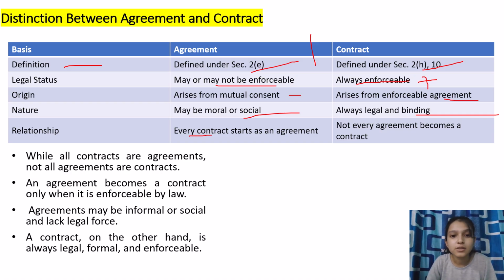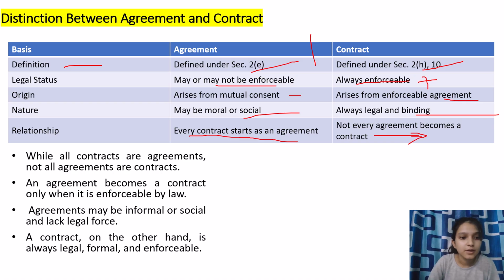Relationship: every contract starts as an agreement. So before entering into a contract, what is the first step necessary? That is an agreement. There has to be an agreement in order to make a contract. You cannot directly move into the contract. There has to be an agreement between the parties. Not every agreement becomes a contract, but if we just agreed and no contract is made, that will only stick to the agreement part only. We will not be moving to the next step, that is making a contract.